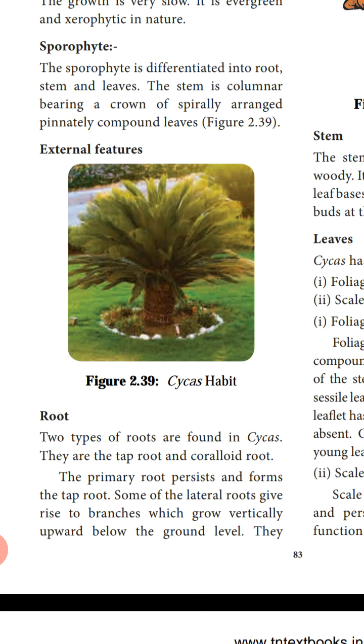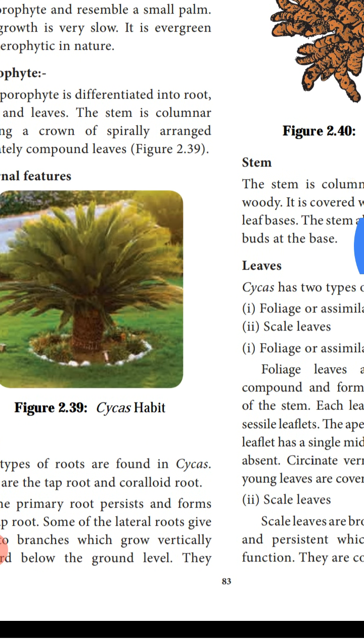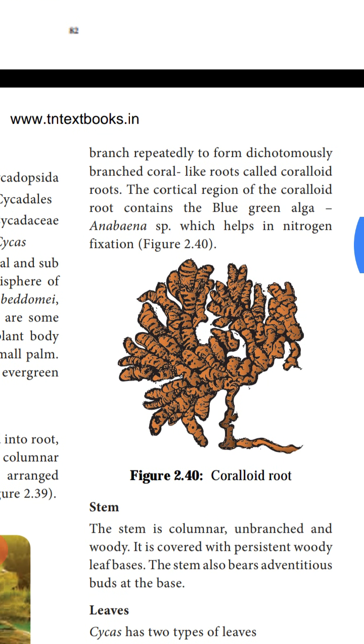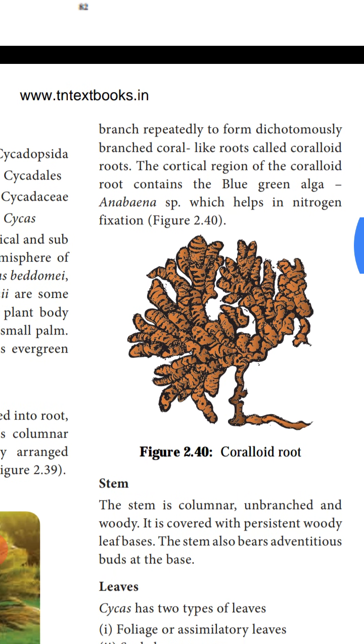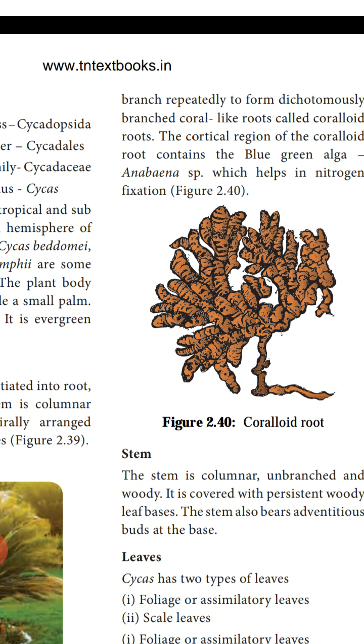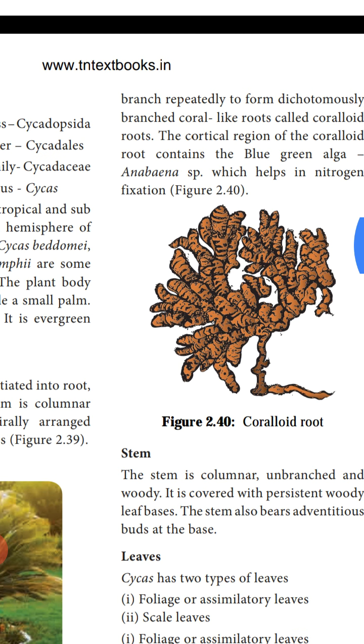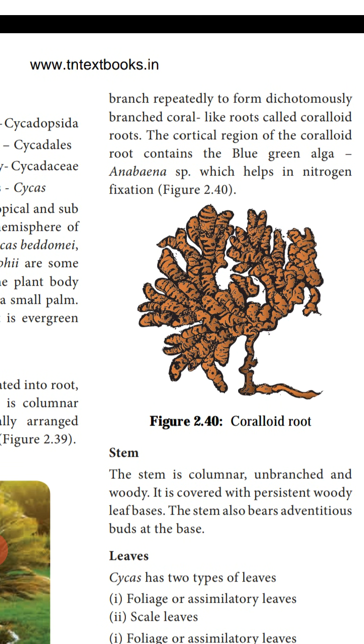Some of the lateral roots give rise to branches which grow vertically upward, below the ground level. They branch repeatedly to form dichotomously branched coral-like roots. They are called coralloid roots. Already we have studied that near the soil surface some roots are present, and in these roots there are blue-green algae like Anabaena, which help in nitrogen fixation. Since in these roots the blue-green algae live in a symbiotic association, these roots are called the coralloid roots.